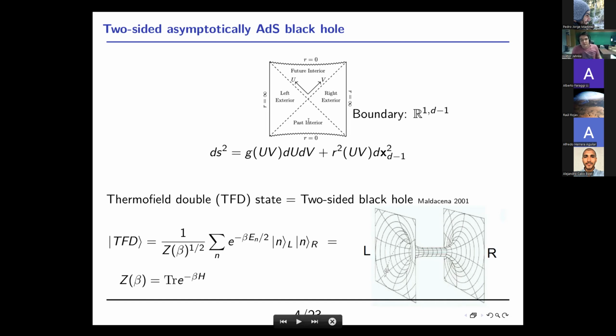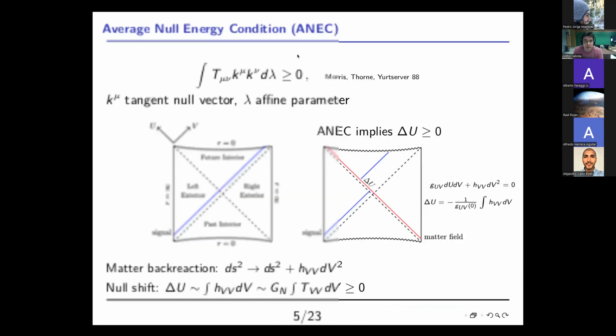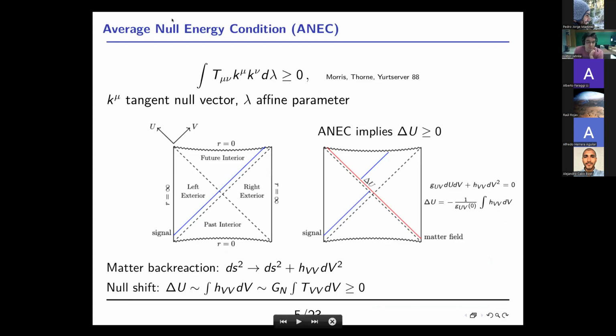From the causal structure of this diagram, you can see that this wormhole is not traversable. The non-traversability of wormholes is connected to the so-called averaged null energy condition, which I will explain in the next slide. The averaged null energy condition basically states that the stress energy tensor integrated along null geodesics is positive. Roughly speaking, this is telling you that the energy of your matter fields is positive.